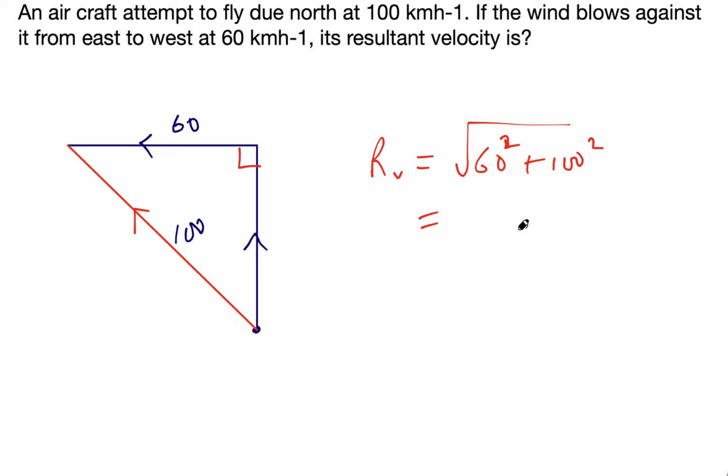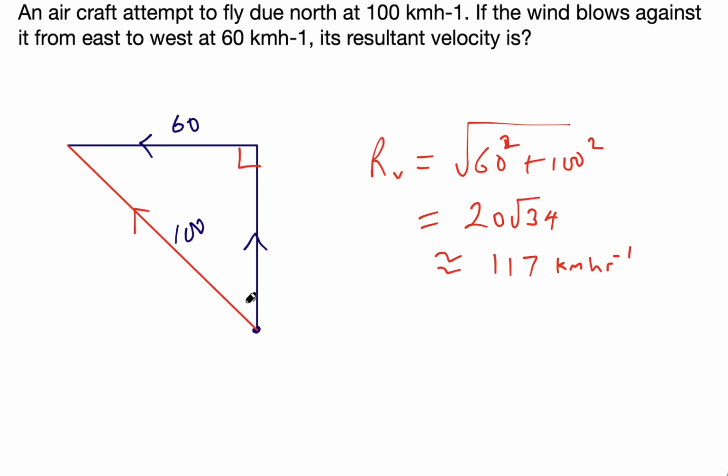And if you do this very well, 60 raised to power 2 is 3,600. So 3,600 plus 100 squared, doing the two together, we have the result of 20 root 34, which is approximately 117 kilometers per hour. So that's the magnitude of the resultant velocity.